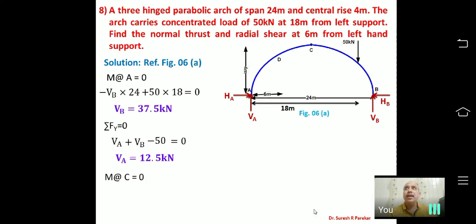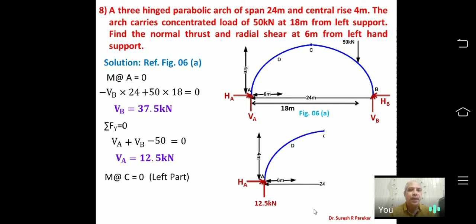So now knowing value of VA and value of VB, we have to find HA and HB. So we will take moment about C, and we will consider left part. If I consider left part, I have to show only left part forces and reactions. So unknown is only HA. I have not taken right part. If I consider right part, then we have to consider 50 also over there. So just try to avoid number of terms in the calculation so that it becomes easy, and we can minimize our mistakes.